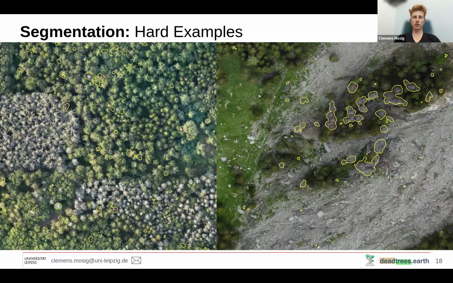And this homogeneous data cube also needs to be in a coordinate reference system, in a global one, ideally. And we also want to remove clouds and snow, because clouds and snow don't tell us anything about tree mortality, and the model could get confused.